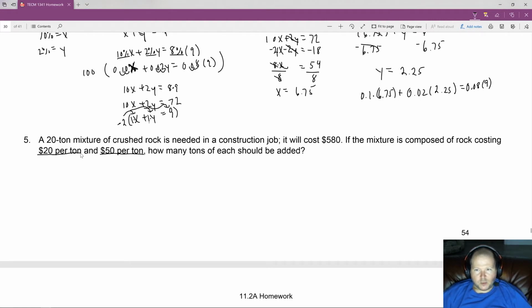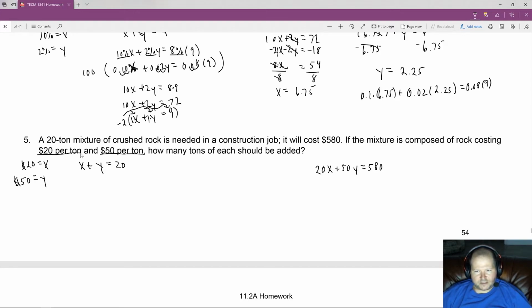Now, we know the total cost is going to be 20 times, for instance, there's no equation, so we need to define our variable. So let's say the $20 one is going to be our x, and the $50 per ton one is going to be our y. Okay, and we know that the total amount that we end up with is 20 tons. So x plus y is equal to 20. Now the way we calculate the cost of this is $20 per ton of one plus $50 per ton of the other, and we want it to cost about $580. Okay, so we have two equations.